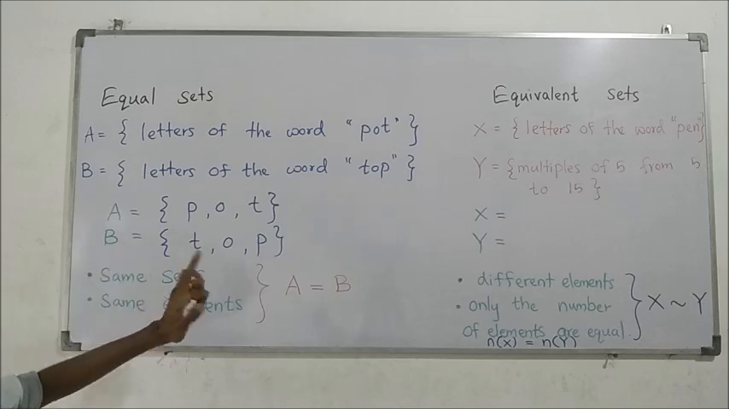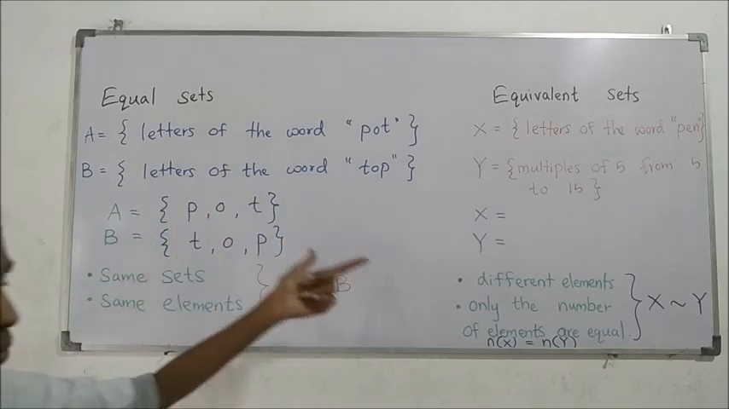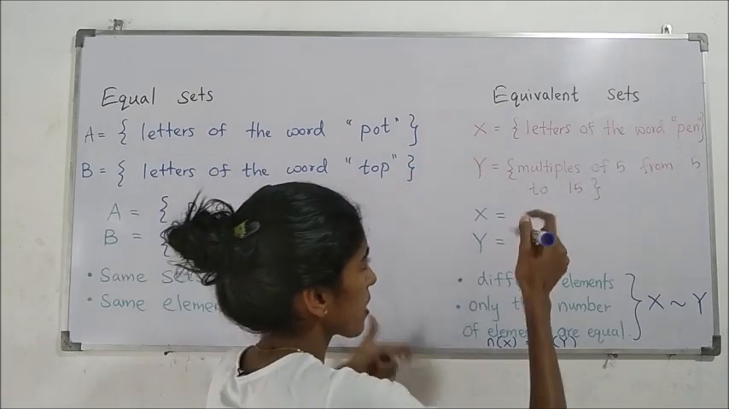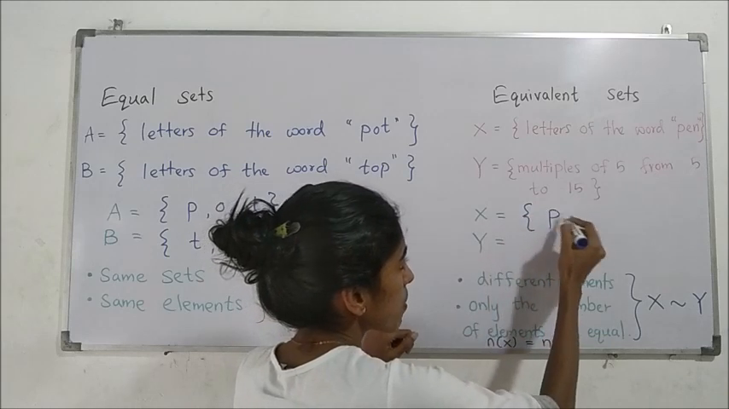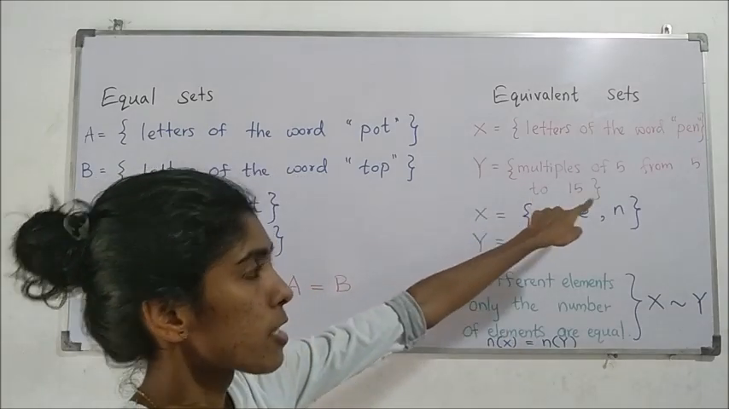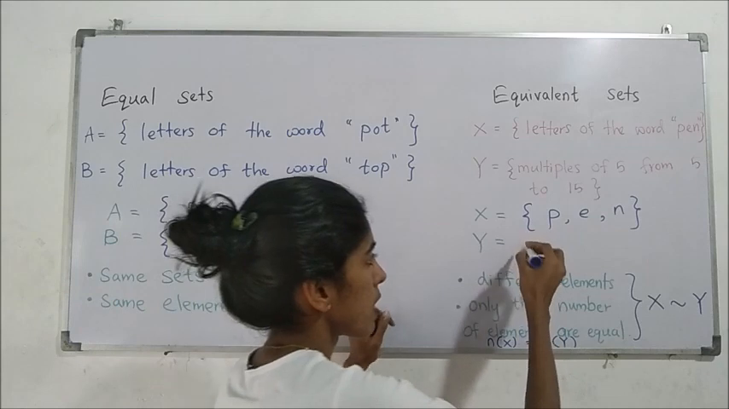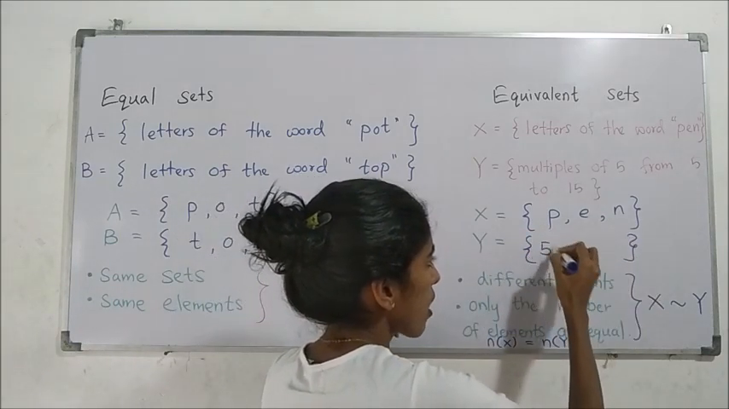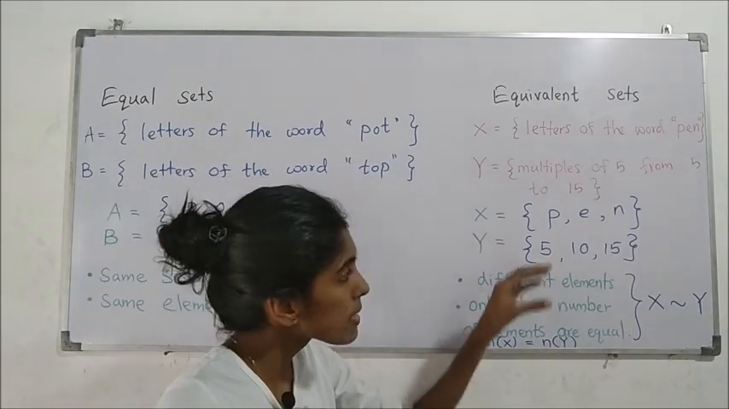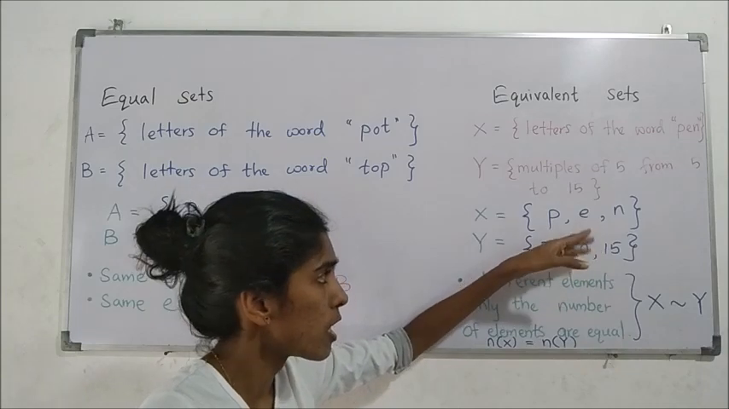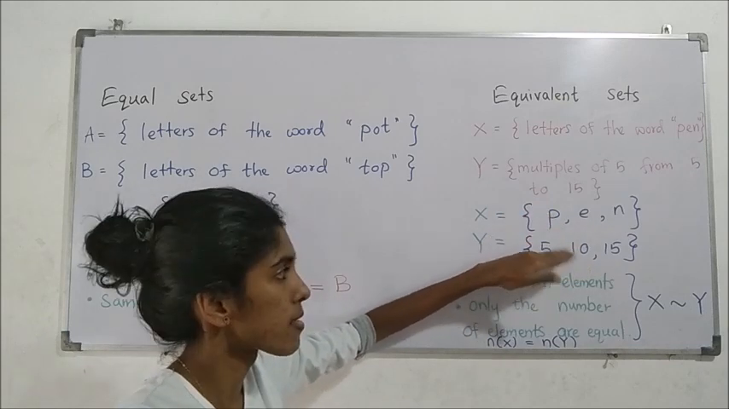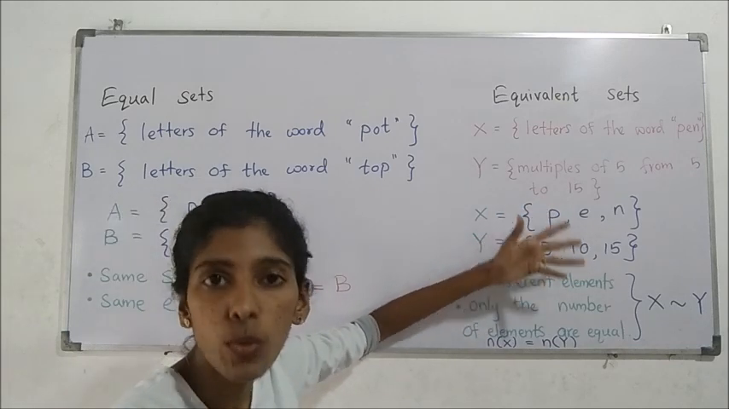Okay, next, equivalent sets. In equivalent sets, children, here I have taken 2 examples. Letters of the word pen, we will write P, E, N. Okay, the next set is multiples of 5 from 5 to 15. What are the multiples of 5 from 5 to 15? 5, 10 and 15. Okay, are they same? Can you see same elements here? No, they are different, but only one equality we can see here. What is that? The number of elements. The number of elements in both the sets are equal here.